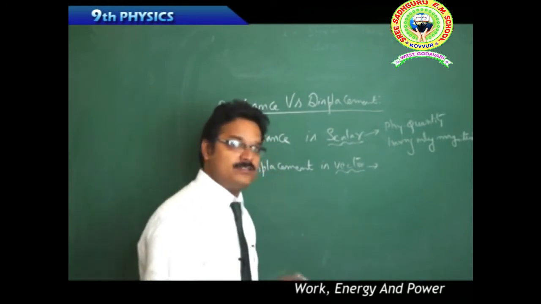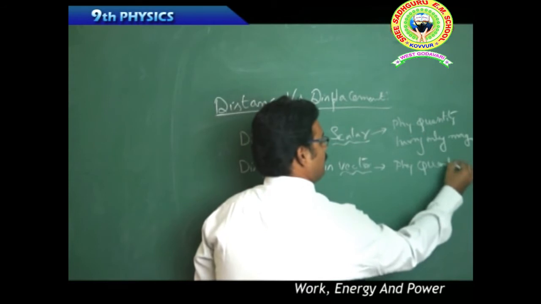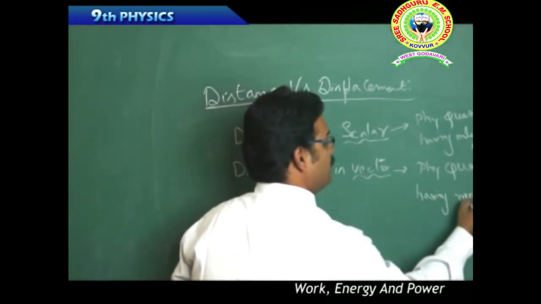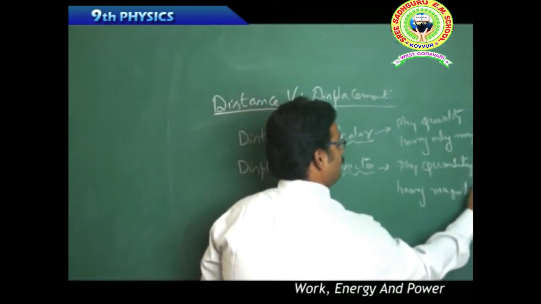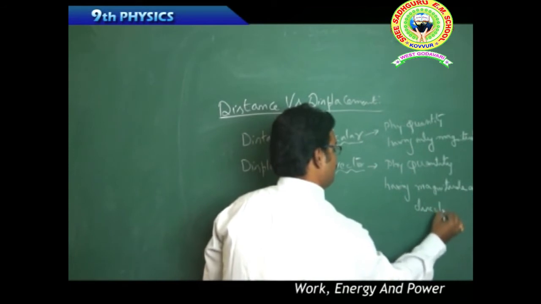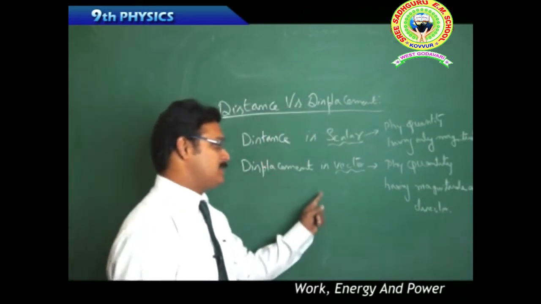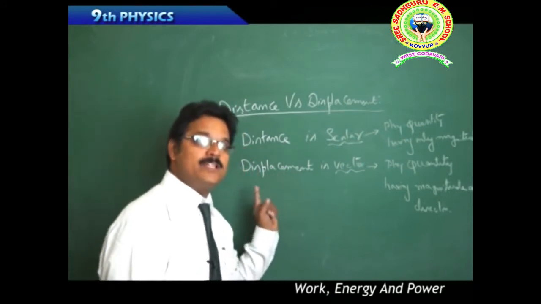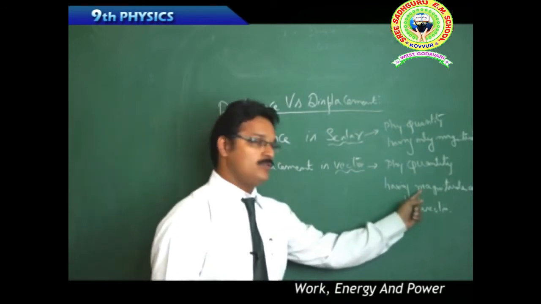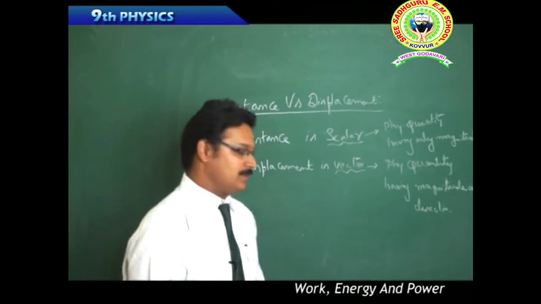Vector is also a physical quantity, but having magnitude and direction. That means when you are telling about the displacement of any body or any person, you have to tell the magnitude, meaning number or value, plus you have to tell the direction too.